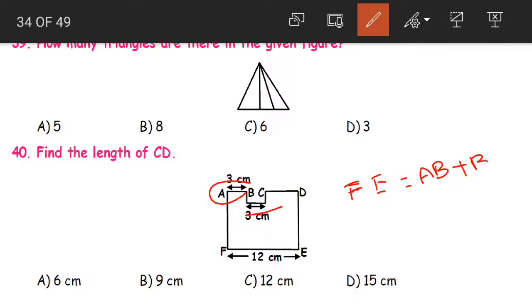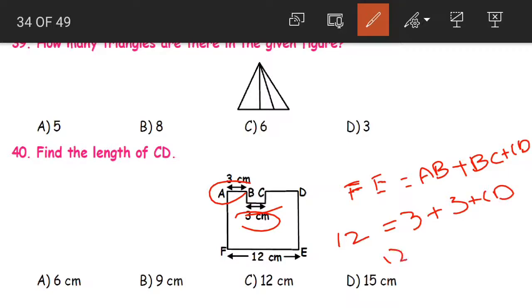plus BC plus CD. Yes, the length of FE is equal to these 3. Now, here we know that FE is equal to 12 centimeters. Now, AB is equal to 3. BC is also equal to 3. We do not know the length of CD. So, 12 is equal to 3 plus 3, 6 plus CD. So, CD will be equal to how much children? 12 minus 6 centimeters. See, 12 is equal to 6 plus CD.